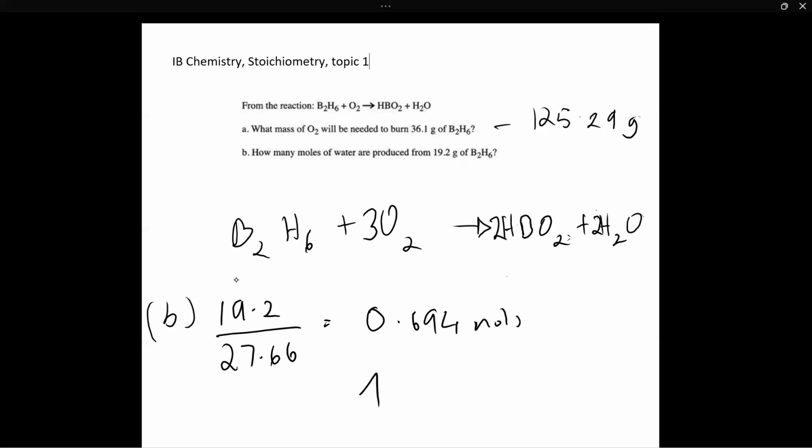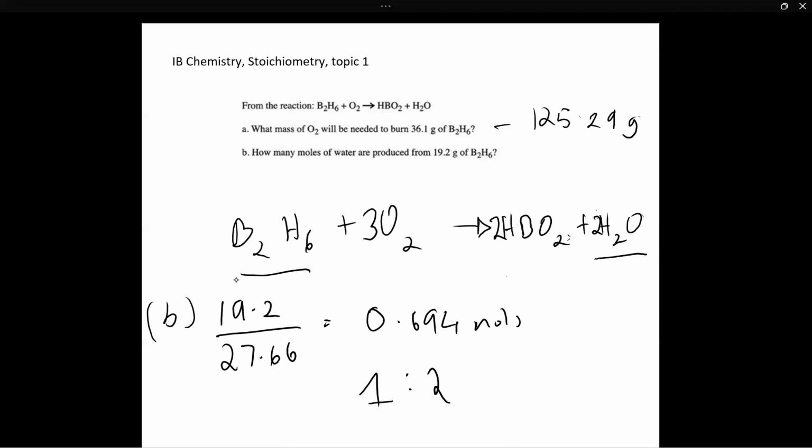For every 1 mole of B2H6 burned, we get 2 moles of water. Look at the ratio. So 1:2. And again, if there is no number here, it's a 1. We just don't write the 1. You can write it if you want, but we don't typically write it in chemistry. So it's 1:2. There's a 2 here. So for every 1 mole of B2H6 burned, we get 2 moles of water.